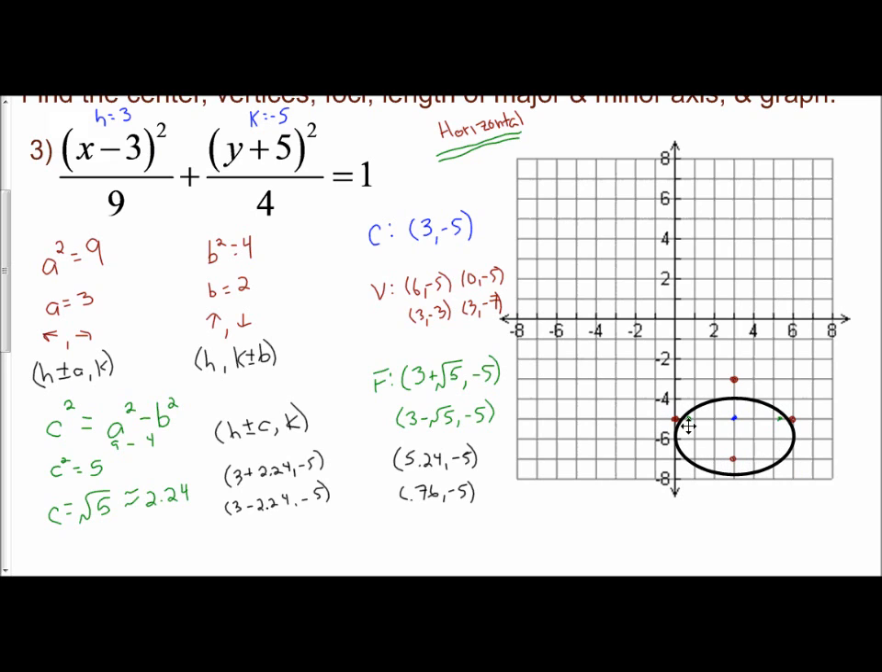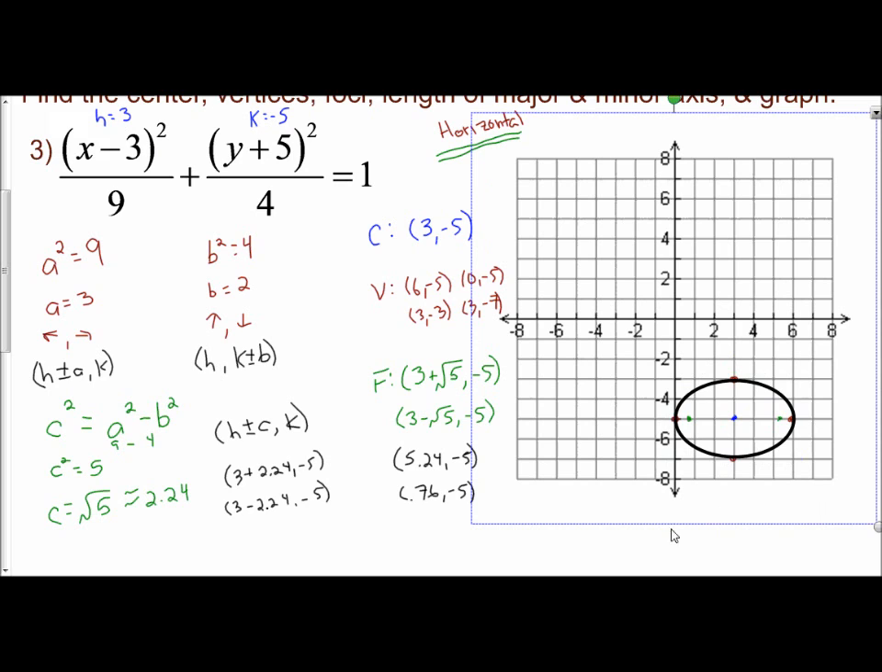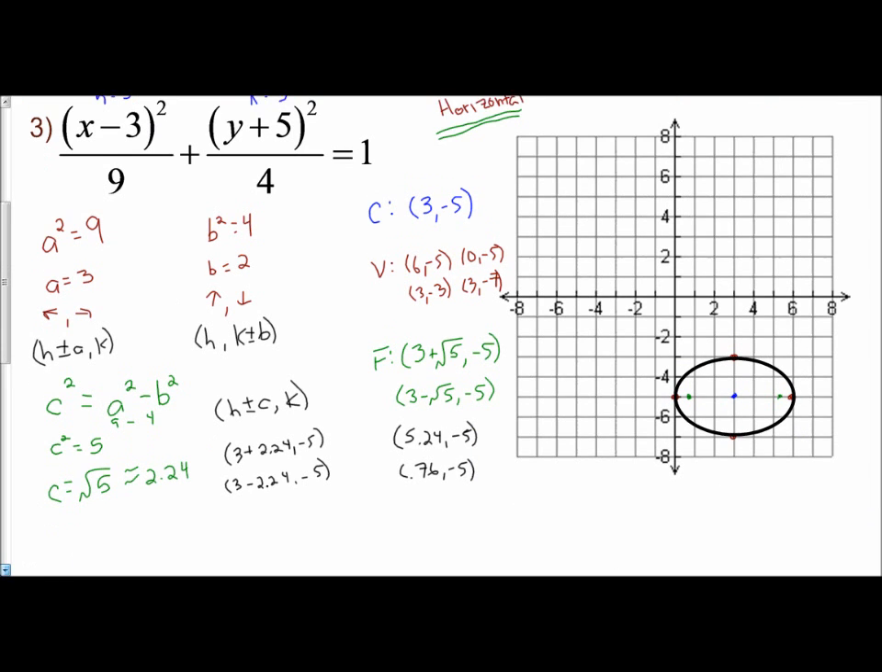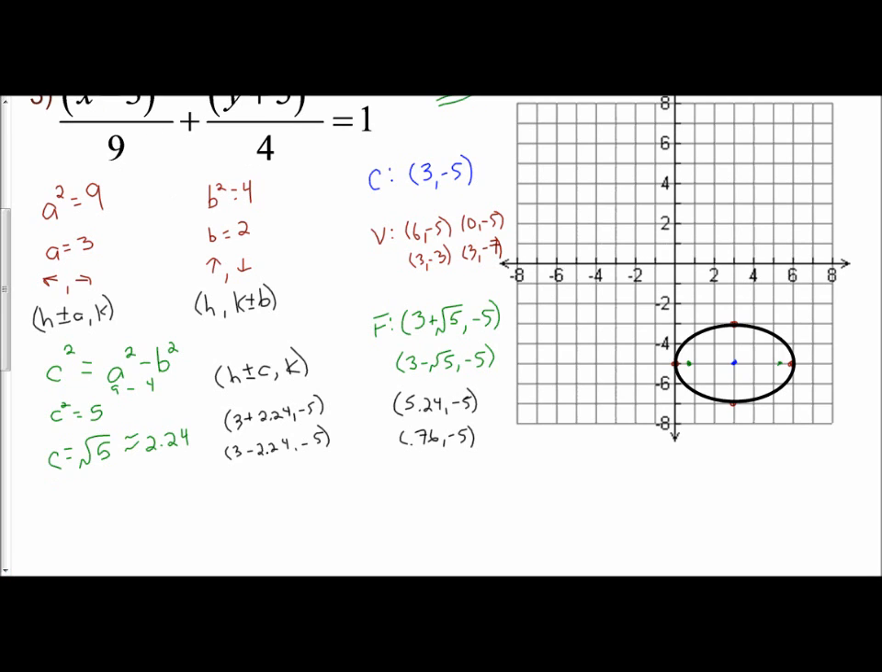Now I am using the computer, so I have to drag mine up to get to where it needs to be. You just go through and connect with an elliptical shape. You would say an oval shape. And I still have left finding the length of the major axis and the minor axis.